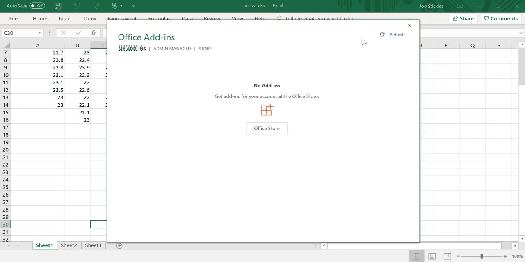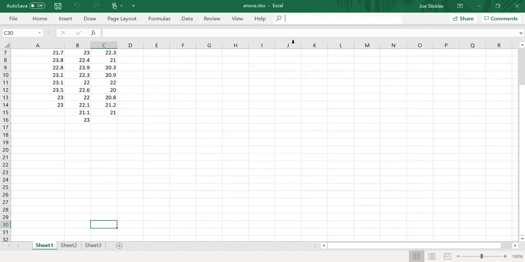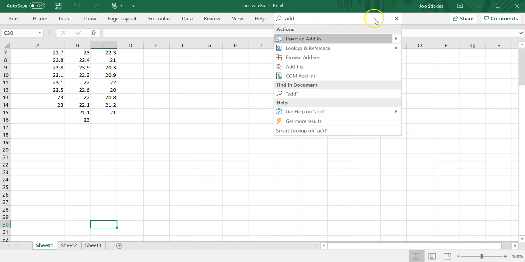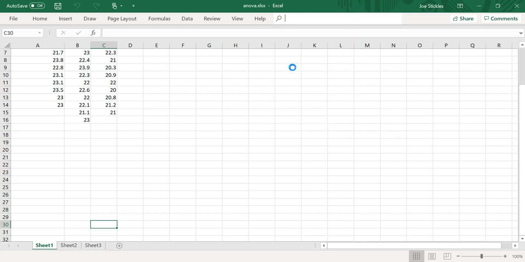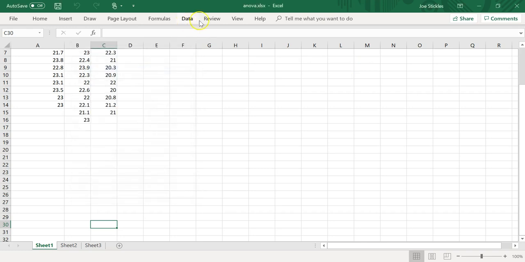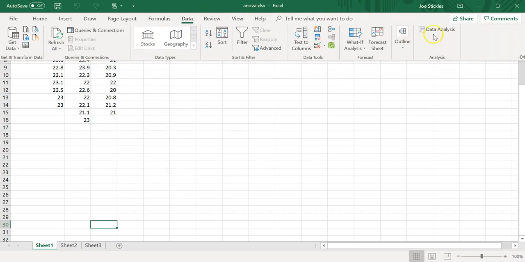Should be able to just click on, well, I did that last time. Add-ins. Under here are the settings. Sorry. If I type in add-ins, don't go insert an add-in because it tries to go to the Microsoft Store. Go down to add-ins here. And there are different Toolpaks that you can do, and we're doing the Analysis Toolpak here. As soon as you click on that, back under the data menu, data analysis will be over here on the right.